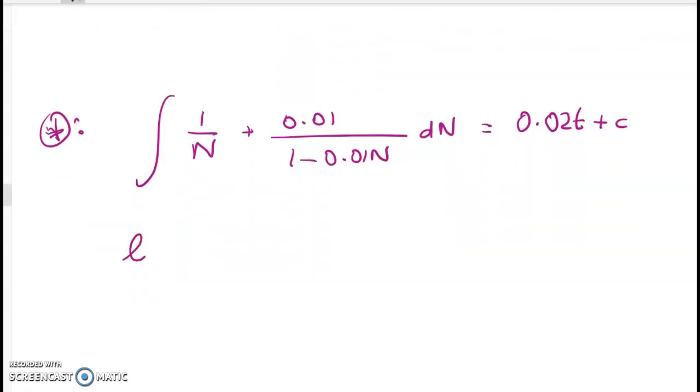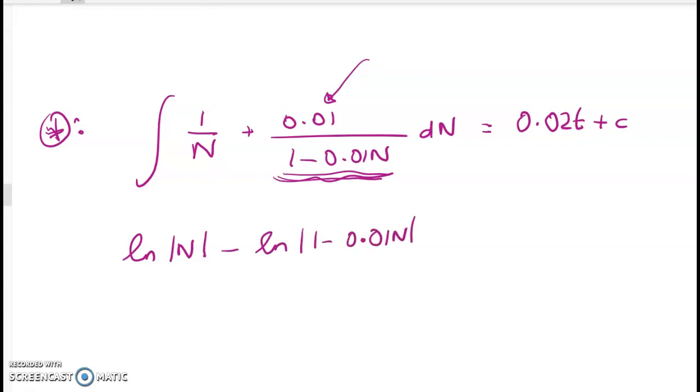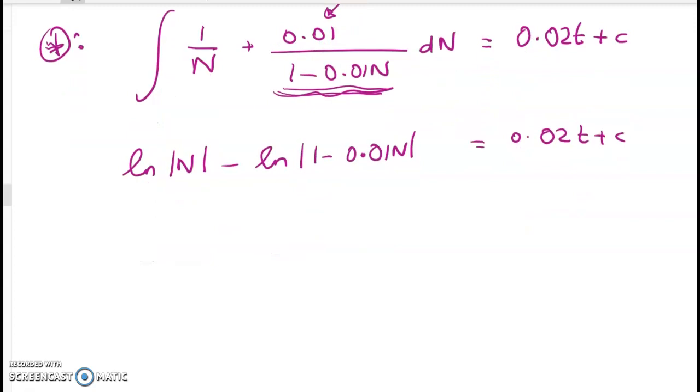On the left-hand side, we'll have the natural log of n. Now here I've got the nice pattern that the derivative of this is almost the top line. So it's going to be minus the natural log of 1 minus 0.01n is equal to 0.02t plus c. So rewriting this, I get the natural log of n over 1 minus 0.01n is equal to that.